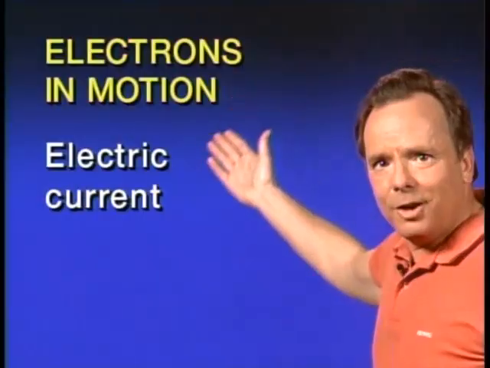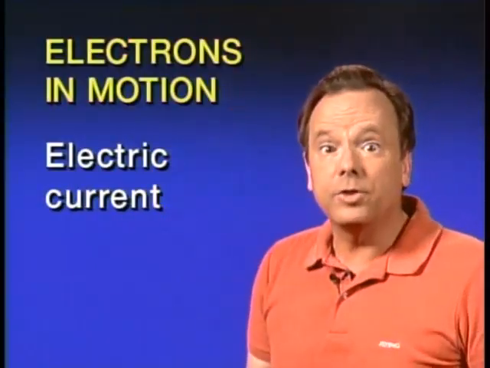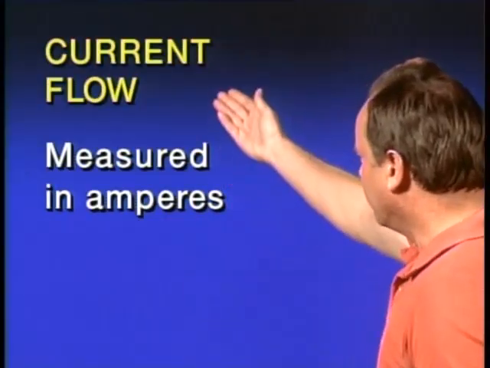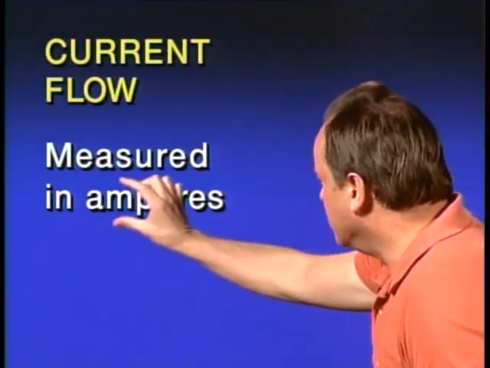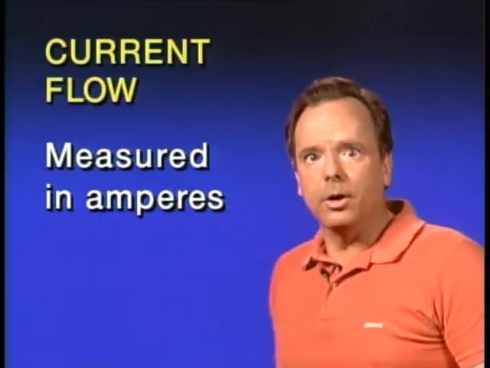All right, first of all, let's get some definitions out of the way. What is electric current? Electric current is electrons in motion. When the current flows in one direction only, it's called direct current. But current that reverses itself periodically is called alternating current. Now let's take a look at how you measure current flow, and it's measured in amperes. That's the unit of measurement of electrical current flow.